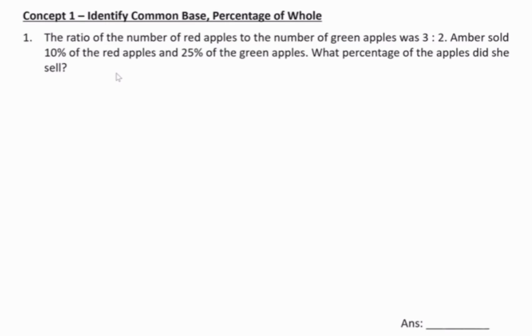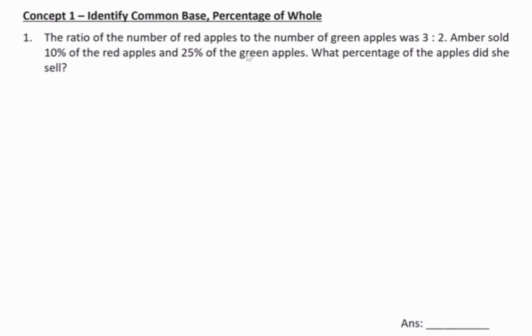The ratio of the number of red apples to the green apples was 3:2. Amber sold 10% of the red apples and 25% of the green apples. What percentage of the apples did she sell? Okay, Audrey, Manan, Olivia, correct.